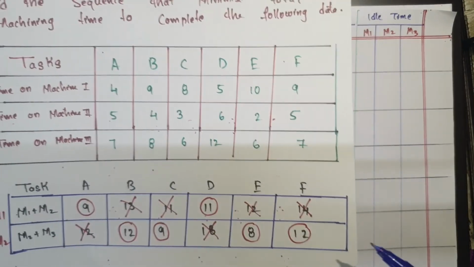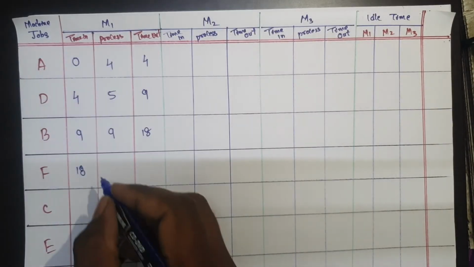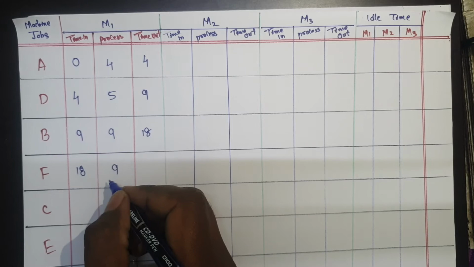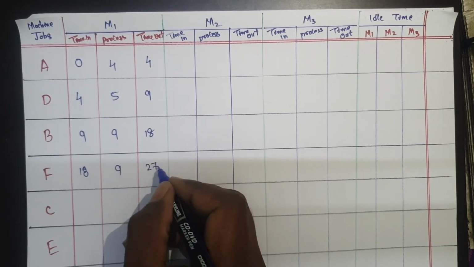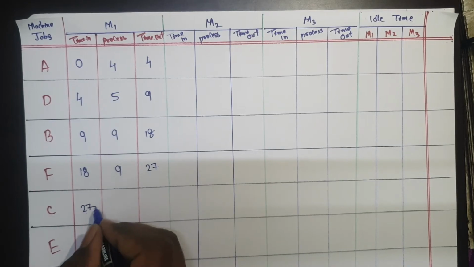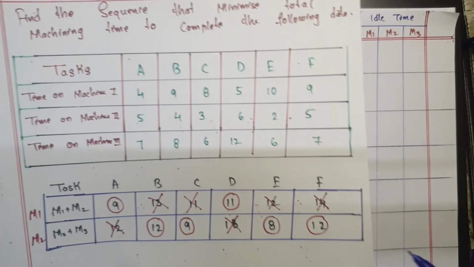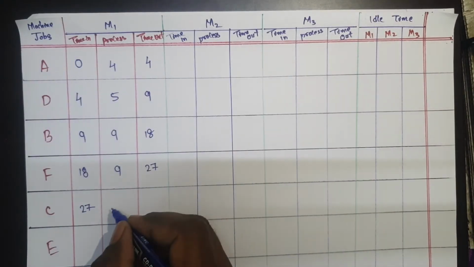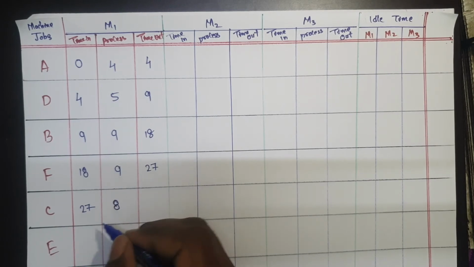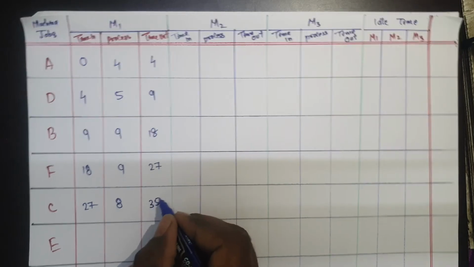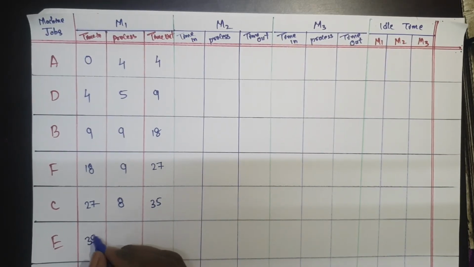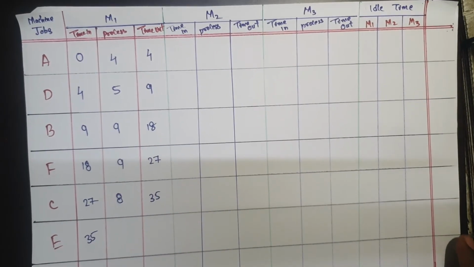After that what is the value? F. F, what is the value here in F? 9 is there. If you add this one, how much are you getting? 27. 27 you can transfer here. After that in C, as you can see, what is the value here? 8 is there. 27 plus 8, how much will it be? 35. This 35 you can transfer here.